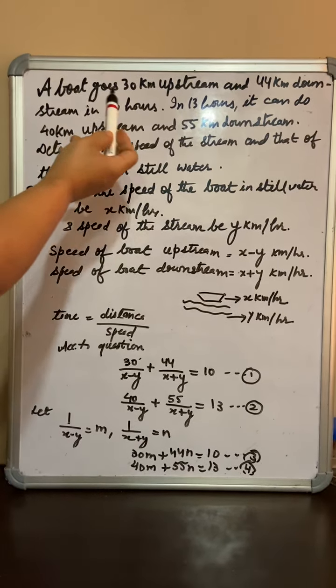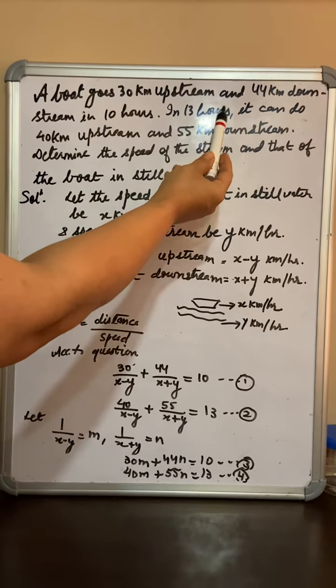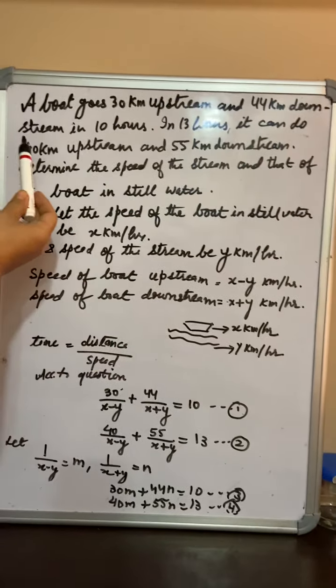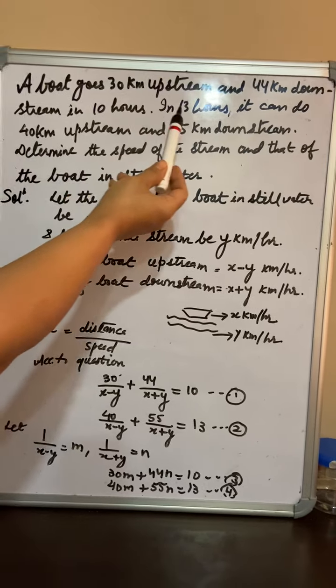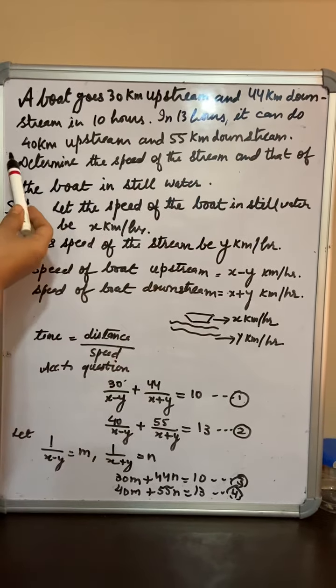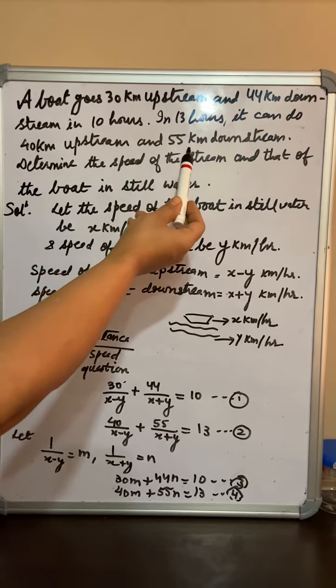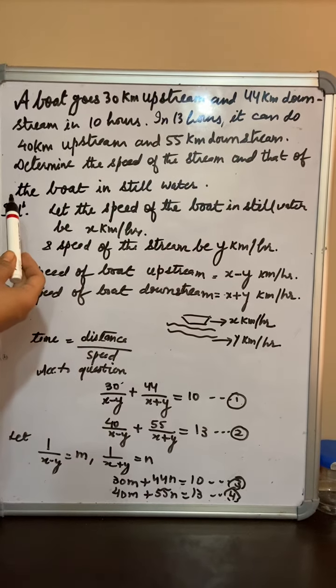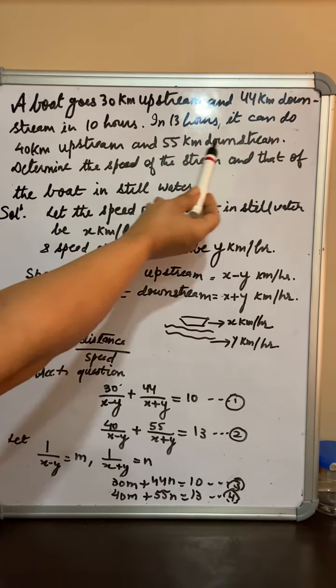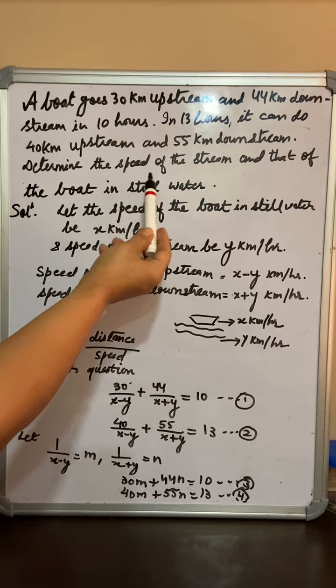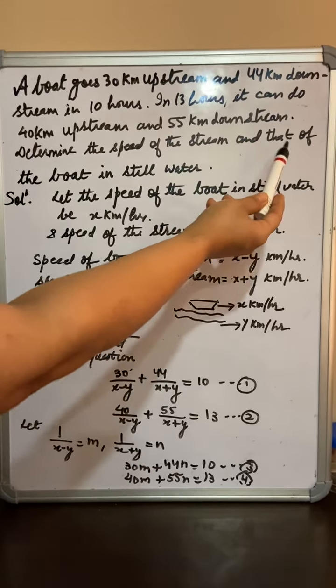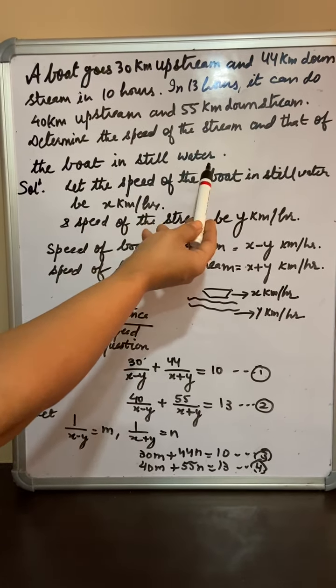A boat goes 30 km upstream and 44 km downstream in 10 hours. In 13 hours it can go 40 km upstream and 55 km downstream. Determine the speed of the stream and that of the boat in still water.